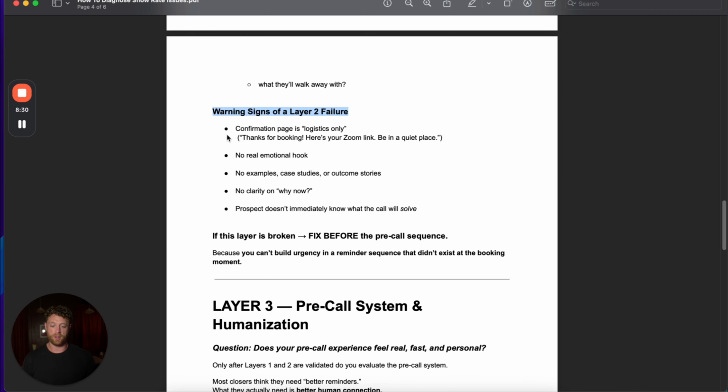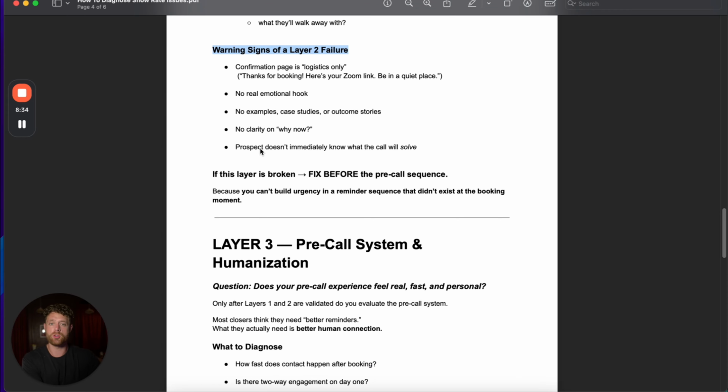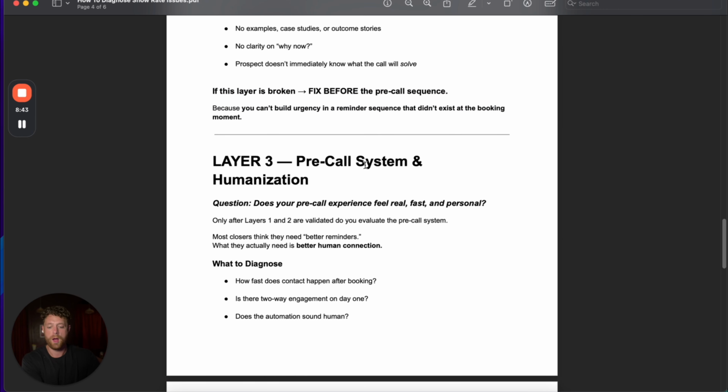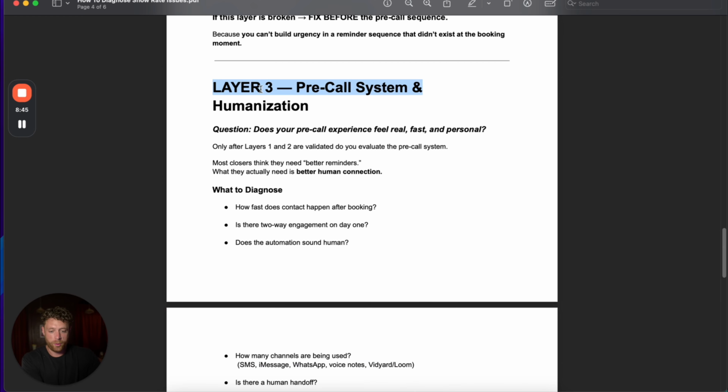And then prospect doesn't immediately know what the call will solve, okay? It needs to be extremely clear. If this layer is broken, again, fix this before going to the pre-call sequence because you can't build urgency in a reminder sequence. Doesn't exist. Layer 3 is the pre-call system and humanization, all right? So if we don't have a problem with all that other stuff, I can guarantee like 95% of you do have a problem with that.